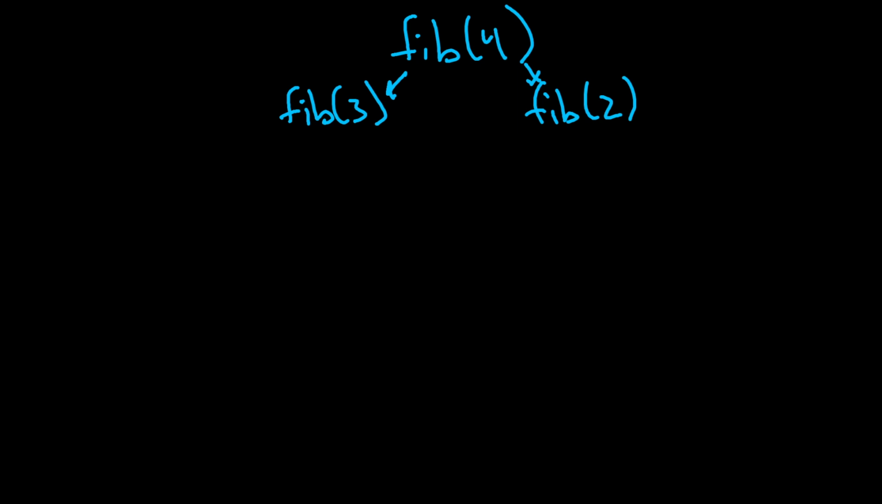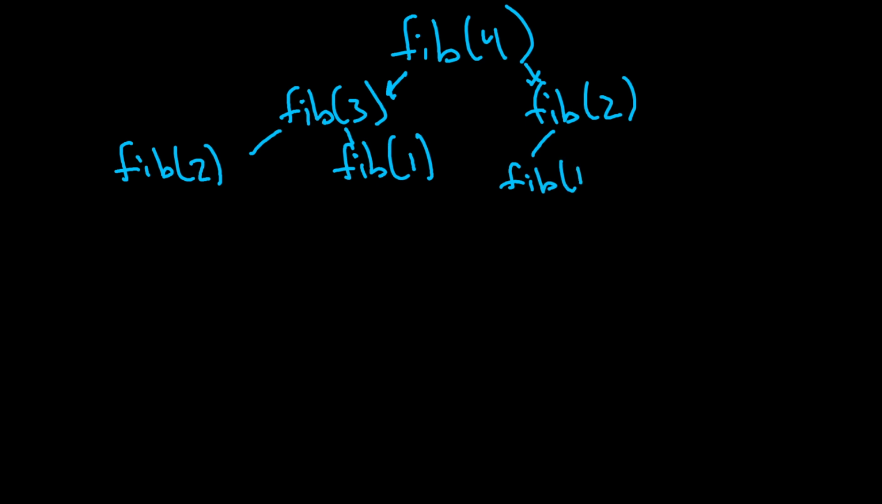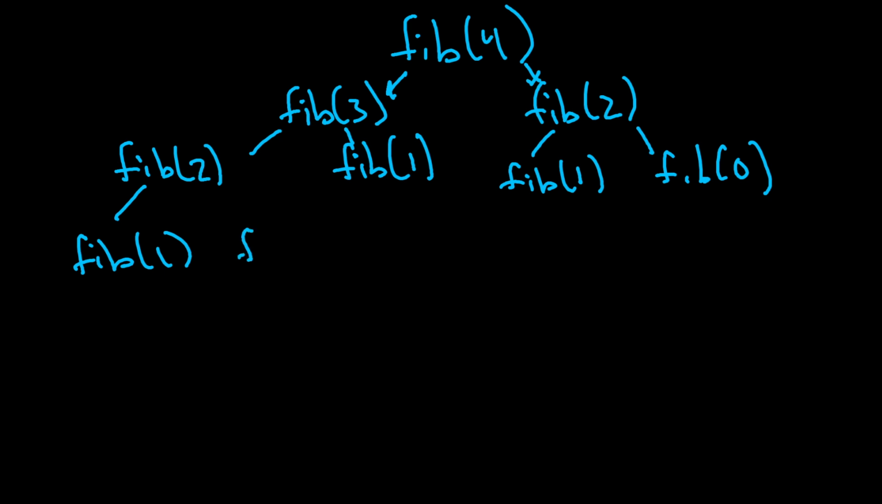Now, when it calls Fibonacci of 3, we're going to get Fibonacci of 2 as one call of this, and Fibonacci of 1, because it goes for 2 previous values. And this is going to produce Fibonacci of 1, and this will do fib of 0. I need to break this one down further, and fib of 0.